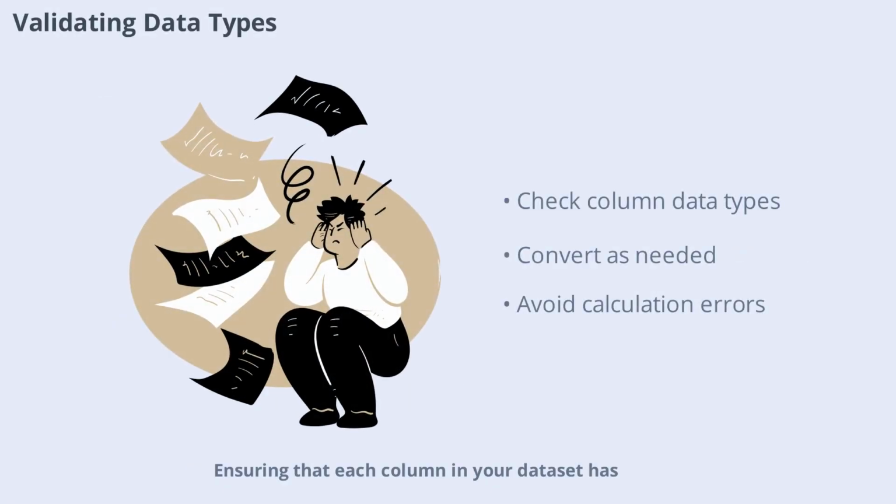Ensuring that each column in your dataset has the correct data type is vital for accurate analysis. For example, dates should be stored as date objects, and numerical values should not be mixed with text. Data type mismatches can cause errors during calculations or visualizations. Review your dataset and convert columns to the appropriate types as needed. This step helps prevent issues later in your workflow and ensures your data is ready for processing.